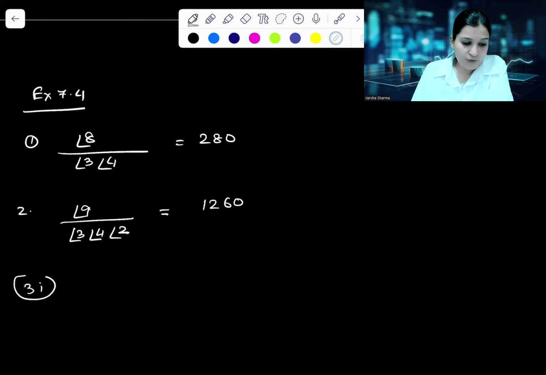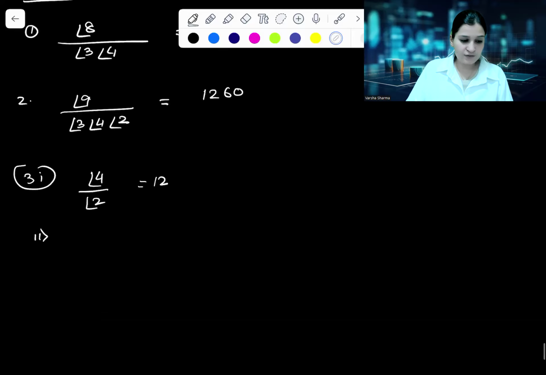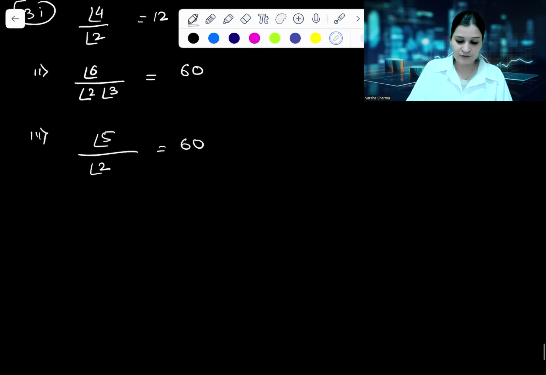Third, find the number of arrangements that can be made out of the following words. Root: 4 letters, 2 repetitions, so 12. Second, banana: 6 letters, 2 N's, 3 A's. Answer: 60. Third, apple: 5 factorial, there are 2 P's. Answer: 60.